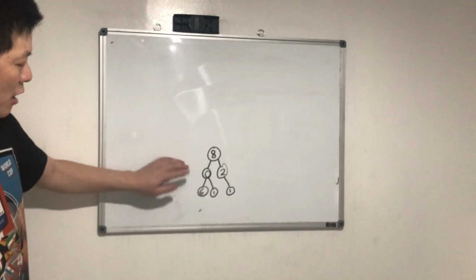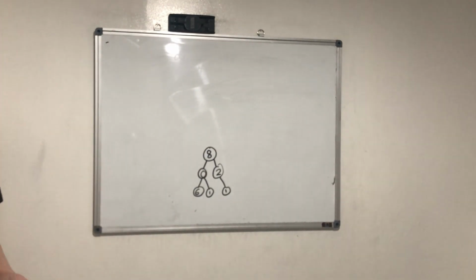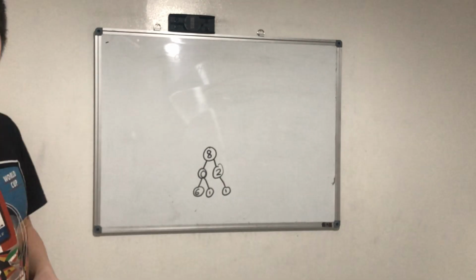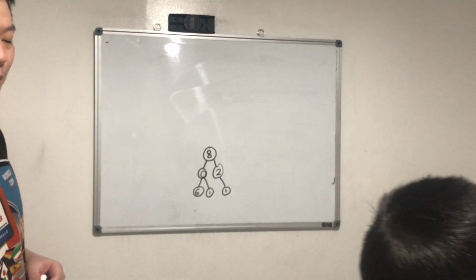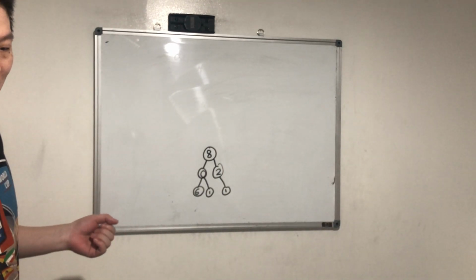So basically, how many roots? Which one is the root? 8. And which one are the leaf nodes? 6, 1, 1. Okay, that's good. What does binary mean? 2.